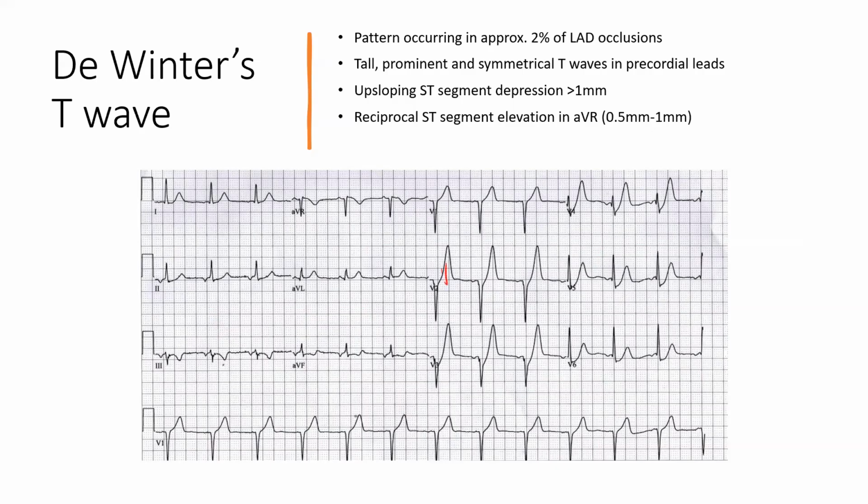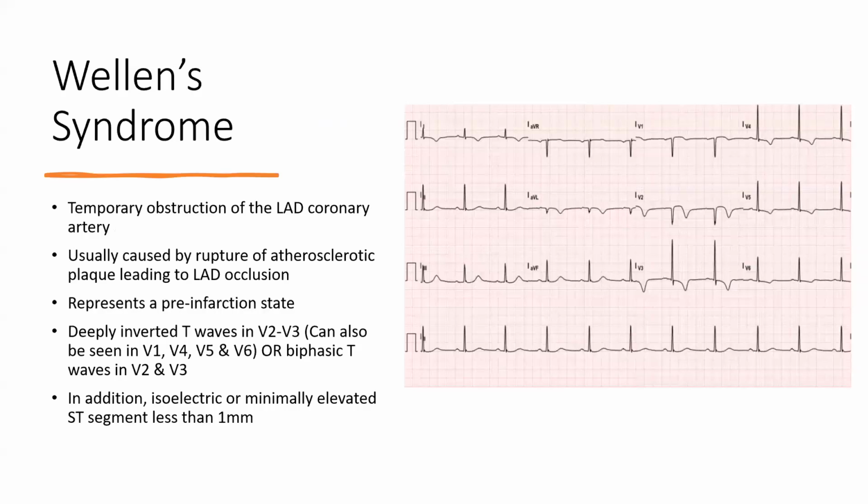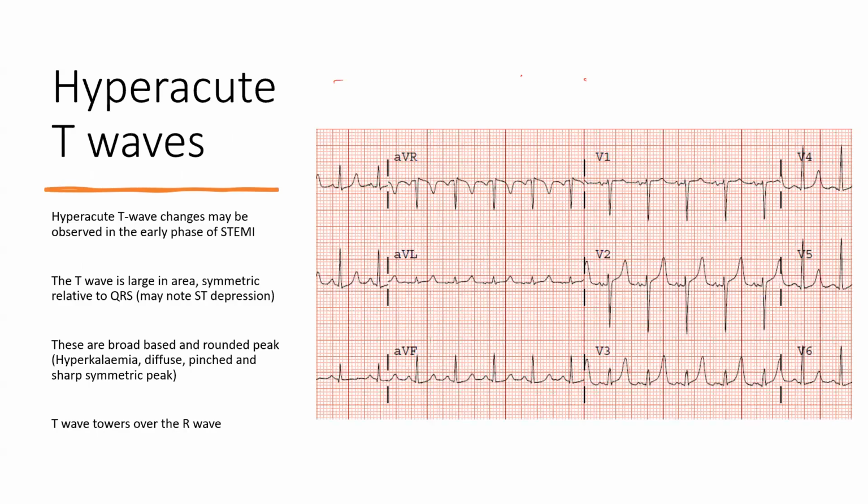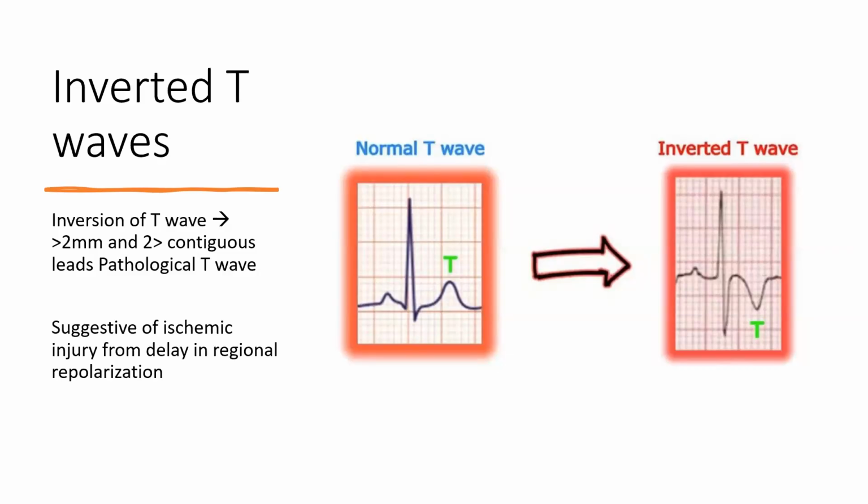Yeah, De Winter T waves are really hyperacute. Wellens syndrome. Then you've got your hyperacute T waves here. And then these are, again, your inverted T waves.